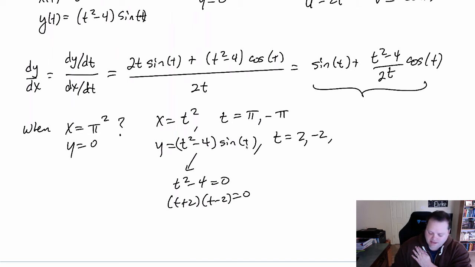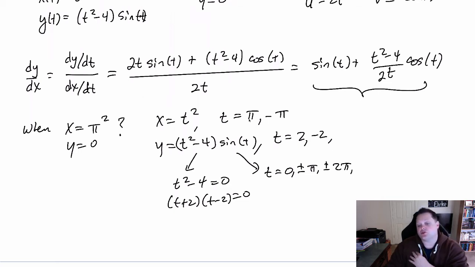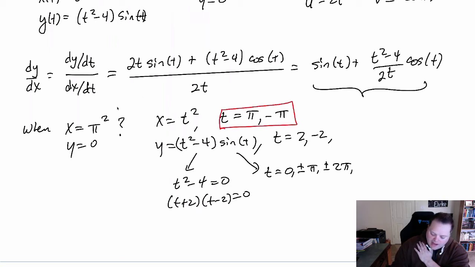And then sine is 0 when? Well, sine is 0 when t is equal to 0 plus or minus pi plus or minus 2 pi and so on. And what you do is you look at all the places where x is satisfied for t, all the places where y is satisfied for t, and see if there are any overlaps. If there are any overlaps, then those are points in time where you visited the point pi squared, 0 in this case. So you can see that there is an overlap here. At pi and negative pi, both x and y are the required values.